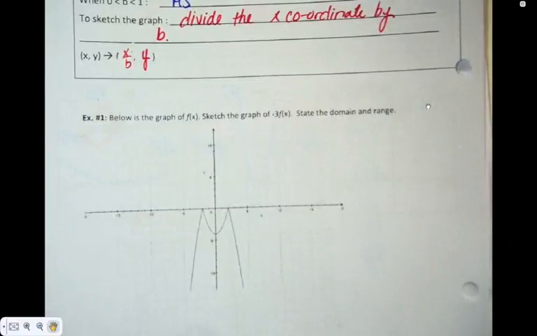Okay, below is the graph of f of x. Sketch the graph of negative 3f of x. State the domain and range. Casey, you're on top of that domain and range. Not in charge anymore, no.